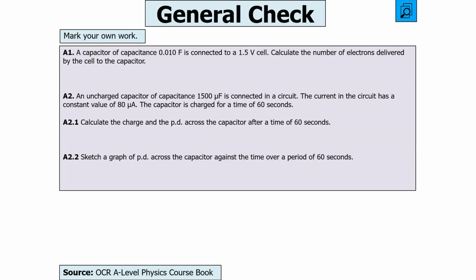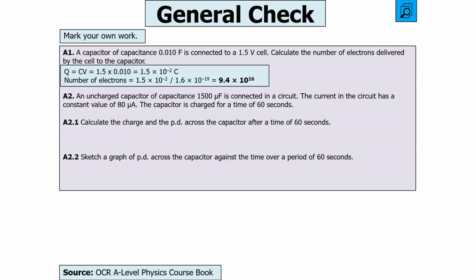Right, in this first one, once again, Q equals CV, work it through, divided by the charge of an electron, 1.6 times 10 to the minus 19, we get 9.4 times 10 to the 16 electrons out. In this next one, we've got to use an equation from electricity. Charge is equal to current times time. So when we turn micro into amps by times 10 to the minus 6, we work out our charge to be 4.8 times 10 to the minus 3 coulombs. We can then say V equals Q over C to get 3.2 volts.